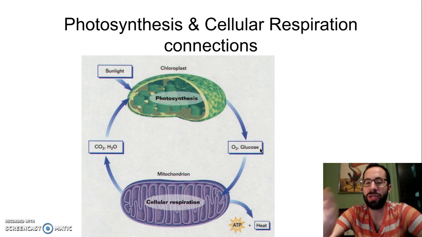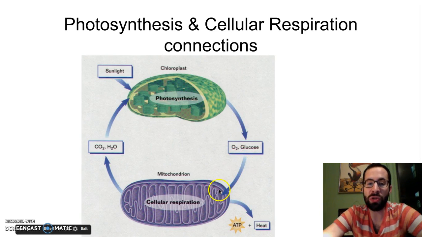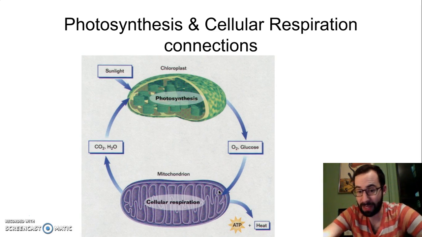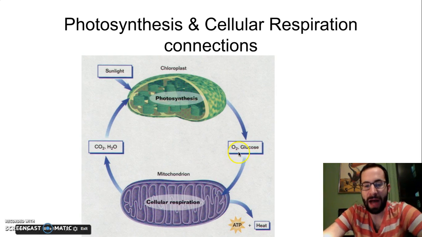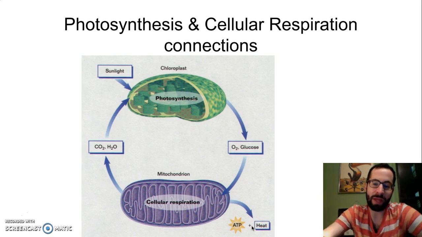That same oxygen and glucose that is created by chloroplasts inside of plants or autotrophs is then used by the mitochondria. Now, sometimes those mitochondria are found inside plant cells, or sometimes those mitochondria are found inside of animal cells. And what we see happening is the oxygen and glucose enters the mitochondria, and when that happens, it creates carbon dioxide and water and a new type of energy called ATP, and a little bit of waste called heat or excess heat, because these metabolic processes create heat.